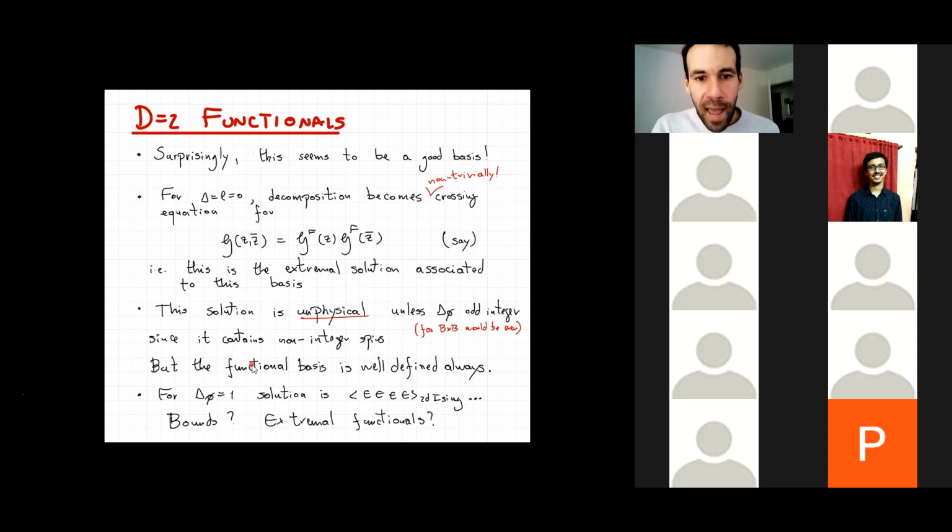And furthermore, when delta phi is equal to 1, this is actually a very well-known CFT correlator. In particular, it's the 4-point function of the energy operator for the 2D Ising model. So in a sense, this basis of functions that we've constructed is adapted for bootstrapping this correlator. So this suggests that perhaps these functions lead to bounds which will be saturated by this correlator.